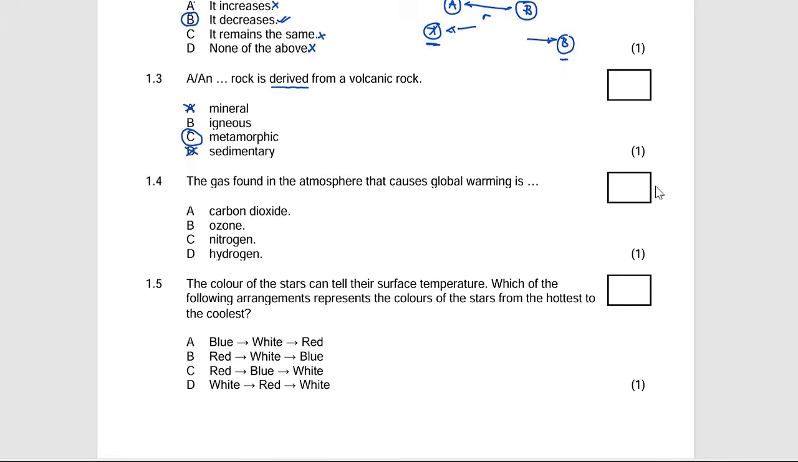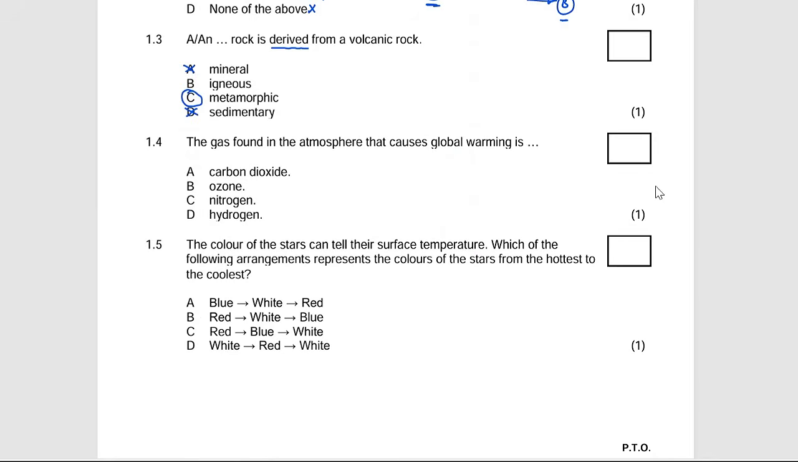Then I'll proceed to question 1.4. It says the gas found in the atmosphere that causes global warming is, right? Option D is hydrogen, which is incorrect. We scratch that one out. Then option C says nitrogen, which is also incorrect. Then option B, ozone, is incorrect. The only correct option is going to be option A, which says carbon dioxide, right? So carbon dioxide is a gas found in the atmosphere that causes global warming. So our answer there is letter A.